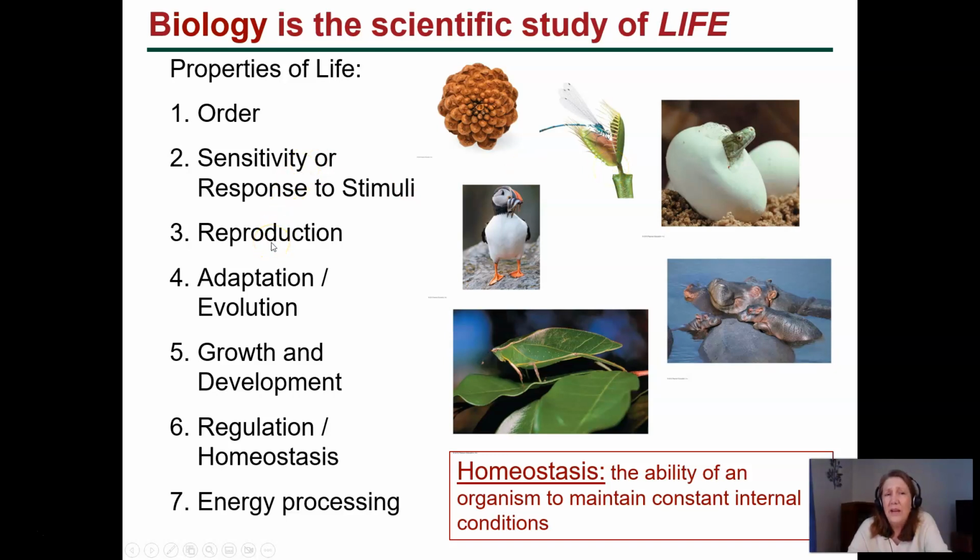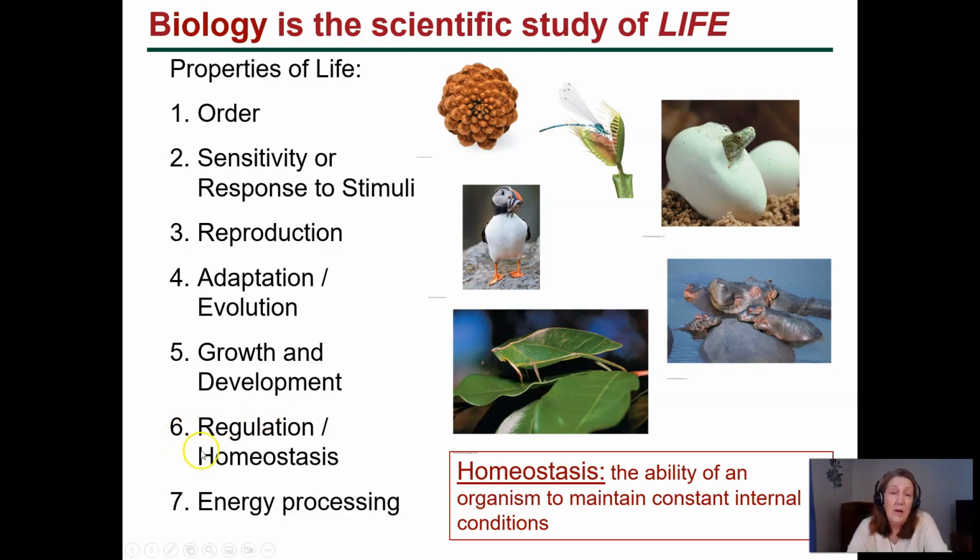The third property of life is going to be reproduction. So if you look, we've got the little alligator coming out of the egg. Life has to reproduce or the species won't continue. Our fourth one is adaptation and evolution. All things adapt to the environment, and this is how we also evolve over many generations. So our fifth property of life is growth and development. You're going to grow and develop from an infant into an adult.